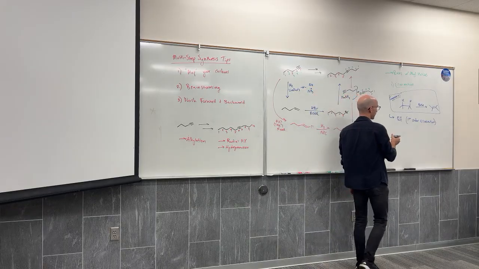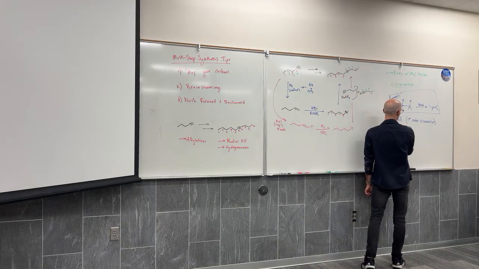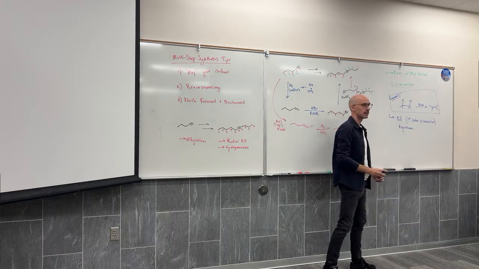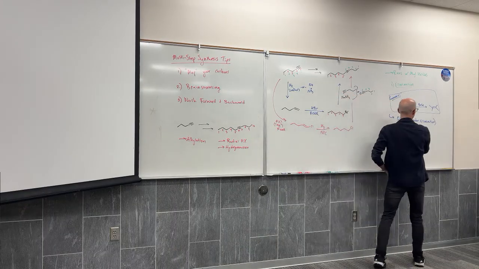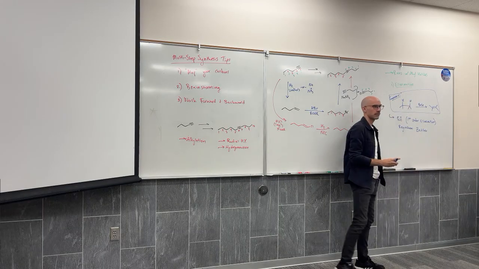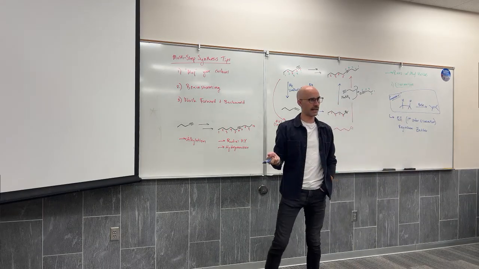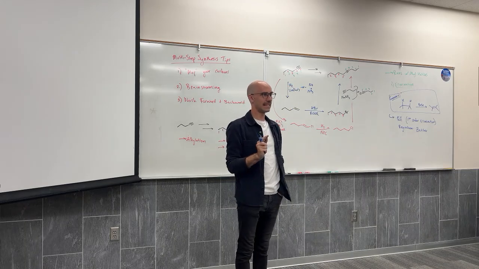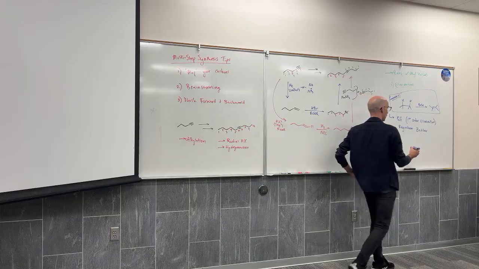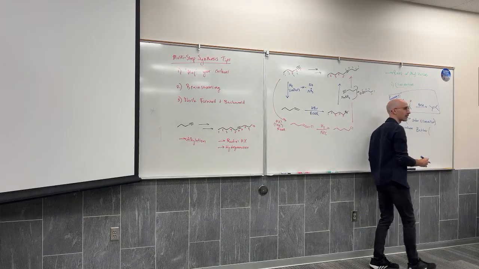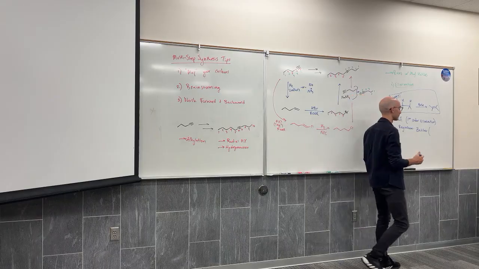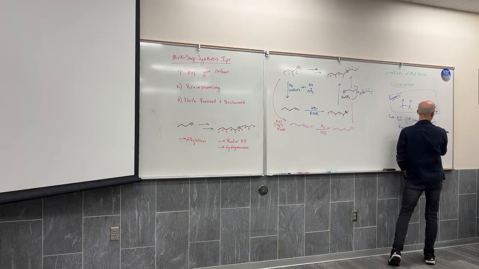So there's a couple of things that I want to say here about E1. The regiochemistry of E1 is referred to as Zaitsev. Zaitsev was a guy just like Markovnikov, and he said when an alkene forms in elimination, it is the most stable alkene that forms, which is the most substituted.